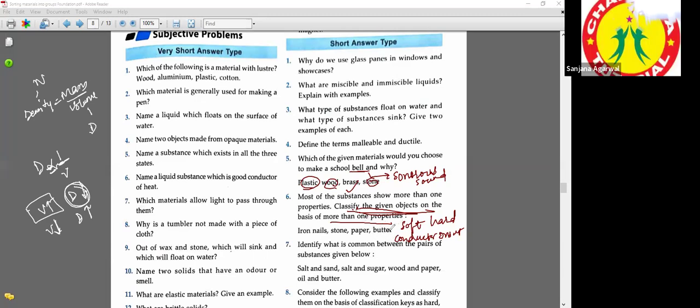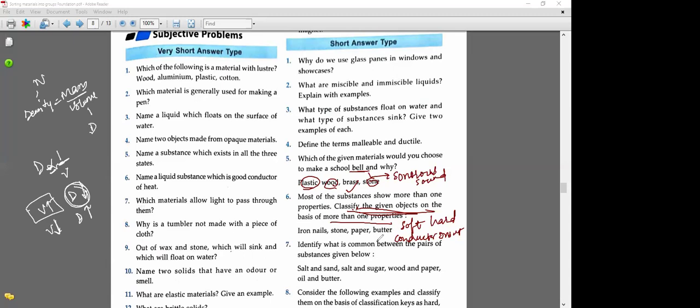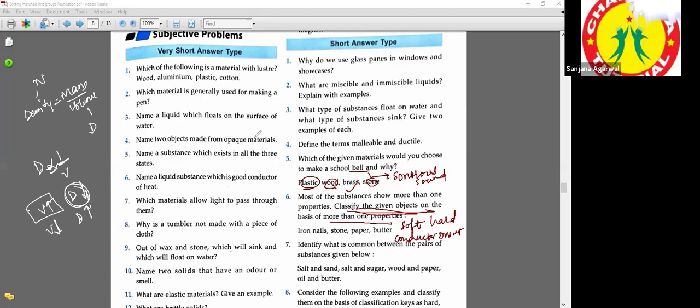Sixth, answer these properties. Who was telling? Neha. Yes, ma'am. Okay. Akshin, you there? Yes, ma'am. Tell seventh. Identify what is common between the pairs of substances given below.